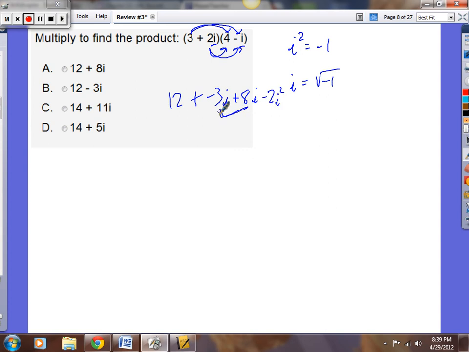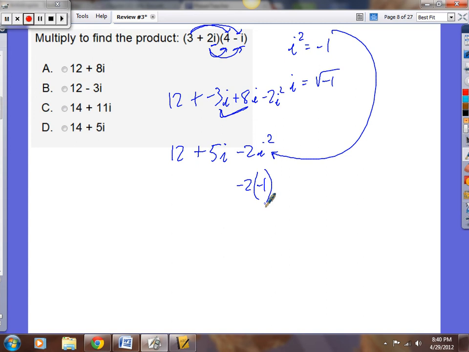Combine these two middle terms, so it's going to be 12 plus 5i minus 2i squared. And I'm going to substitute this negative 1 in place of the i squared, so it's really a negative 2 times a negative 1, and a negative 2 times negative 1 is a positive 2. So you got 5i plus 2 plus 12. Combine your terms, you should have 14 plus 5i. So that matches up with D.